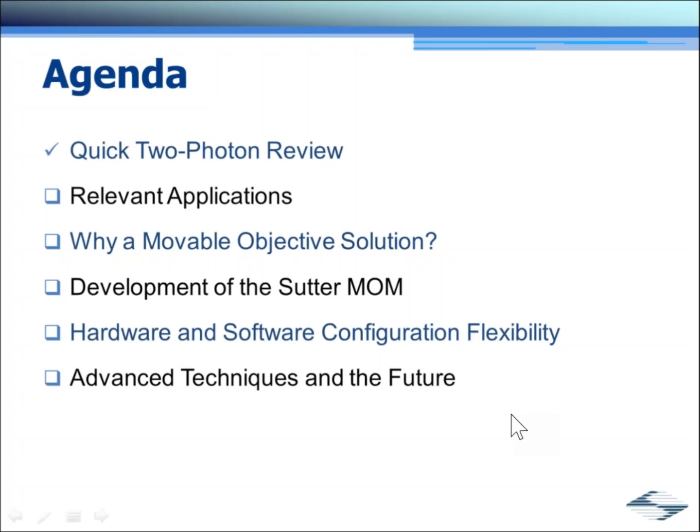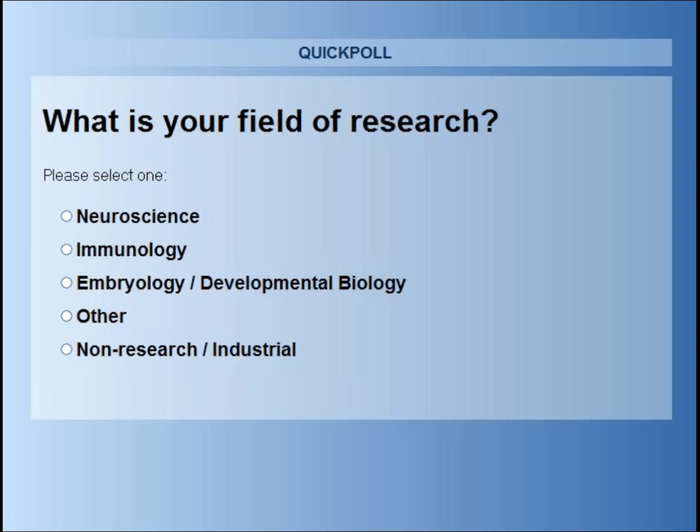Okay, next I'd like to move on and discuss the relevant applications of two-photon imaging. But before I do, I have one more question for you guys. And in this case, I'm kind of curious what fields people are actually working in. Two-photon imaging is a great advantage for a number of different types of experiments. We're going to talk about a few right now, and it'll be interesting to see where our audience lies.